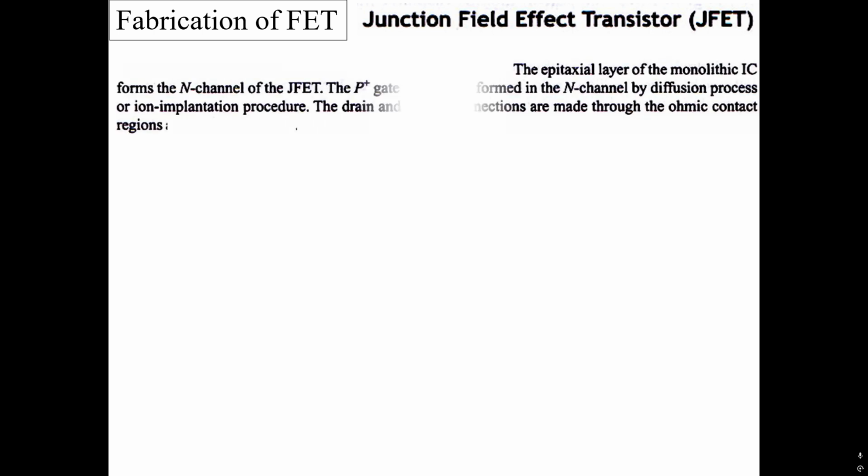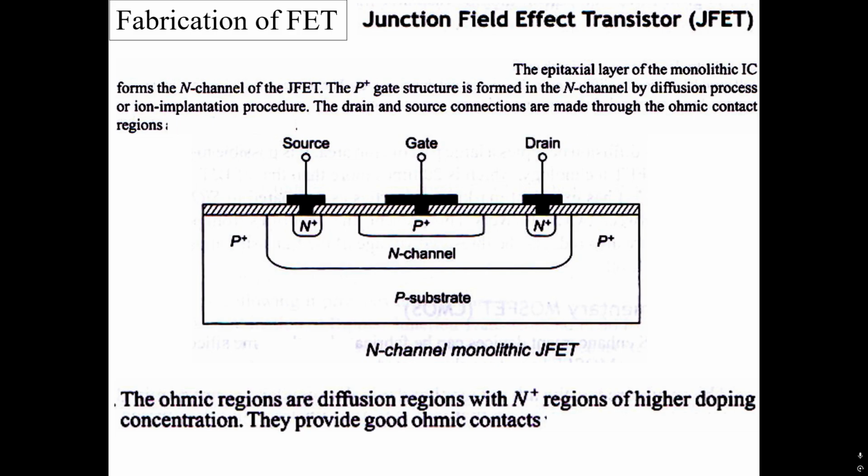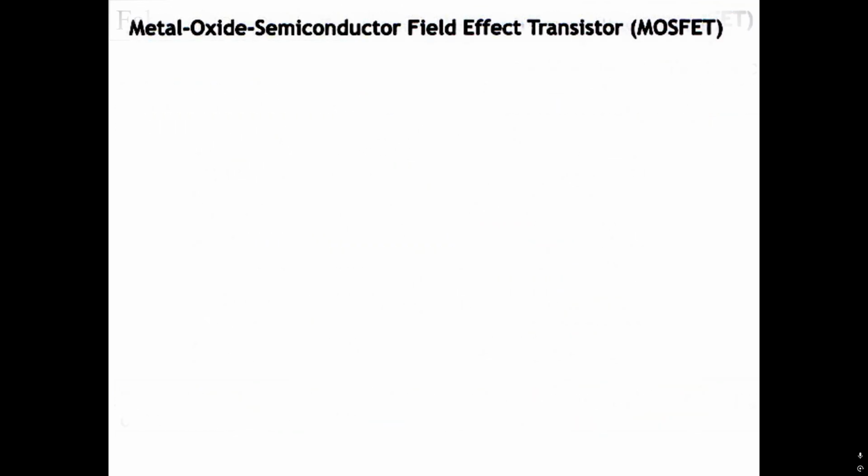Fabrication of FET, junction field effect transistor. The epitaxial layer of the monolithic IC forms the N channel of the JFET. The P plus gate structure is formed in the N channel by diffusion process or ion implantation procedure. The drain and source connections are made through the ohmic contact regions. The ohmic regions are diffusion regions with N plus regions of higher doping concentration. They provide good ohmic contacts.